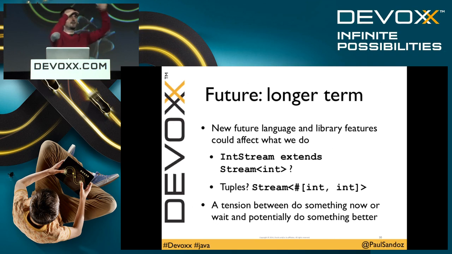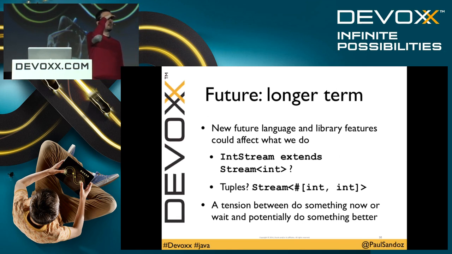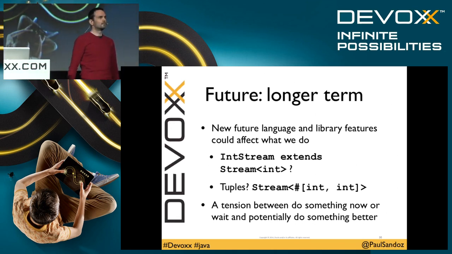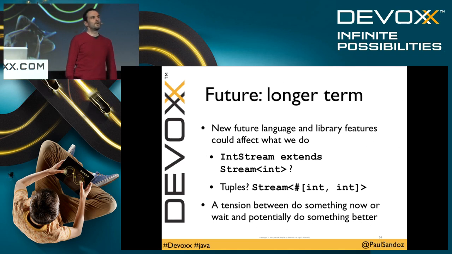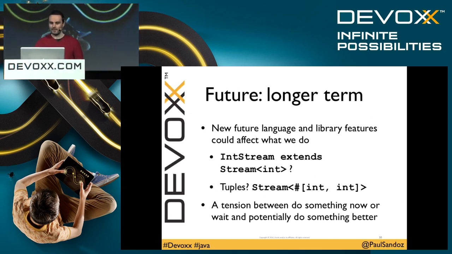No more questions? Yes? You showed the system property to control the fork join pool. Can you repeat the question? You want a programmatic way to control the fork join pool for streams. Is that what you're asking? Yes. At the moment, there isn't a way.